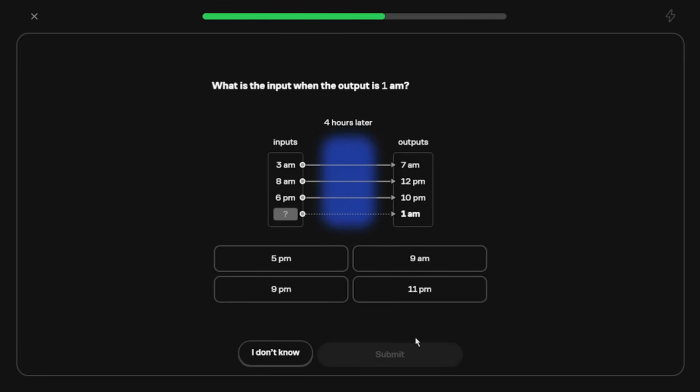Next, the function is 4 hours later, and the inputs I have are 3 a.m. to 7 a.m., 8 a.m. to 12 p.m., 6 p.m. to 10 p.m. What goes to 1 a.m.? So instead, I'll subtract. 1 a.m. subtract 4 means subtract 4 hours. If I go back, I'll go to 12 a.m., then 11 p.m., then 10 p.m., and one more is 9 p.m. So I will get 9 p.m.